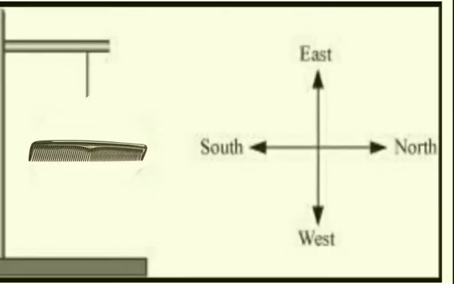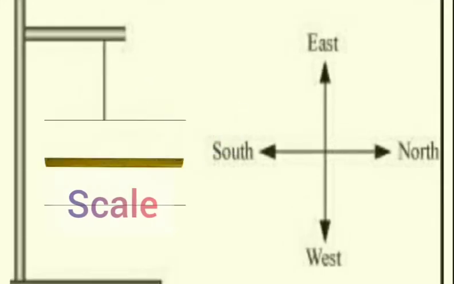If you try doing the same thing with another object, like a plastic comb or a wooden scale, you will observe that they align in a different orientation every time. It is not necessary that they will align in the north-south direction. That proves that it is an exclusive property of magnets. It doesn't happen with every other object. Only magnets have this property.